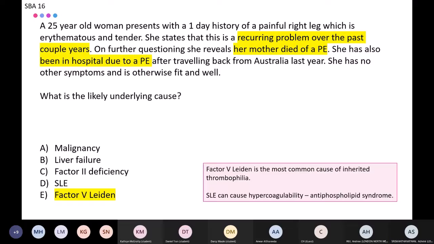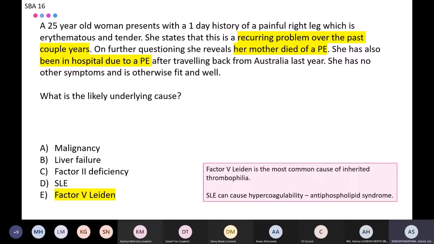So factor V Leiden is the most common cause of inherited thrombophilia. So the picture here, it's a recurring problem that she's had over the past couple of years, and the sort of family history of someone passing away from a PE, so having a hypercoagulable state, and that she's also had a PE kind of points towards a cause for inherited thrombophilia.